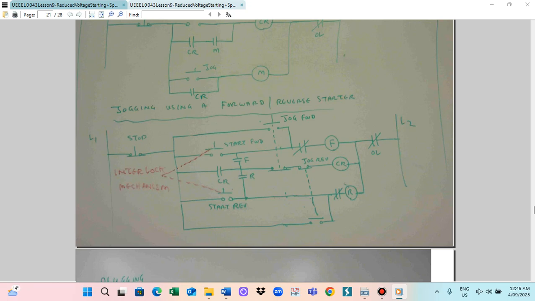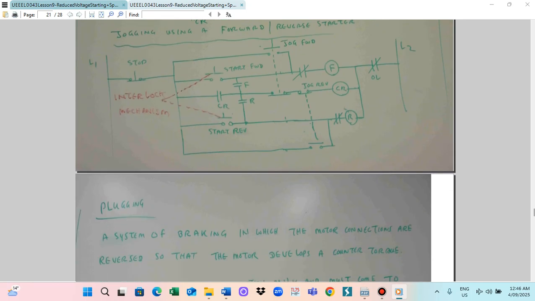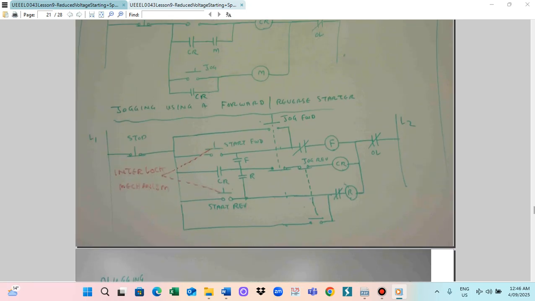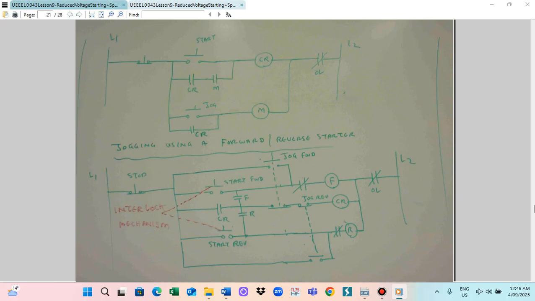So the forward reverse starter is used with the jogging method. Jogging is a little by little movement. Forward and reverse is a continuous movement in the forward direction and reverse direction. Jogging is a little by little movement in the forward and reverse direction. So the jogging circuit is utilized for crane control systems. Crane control needs forward and reverse little by little movement, so we use jogging with the forward reverse starter.